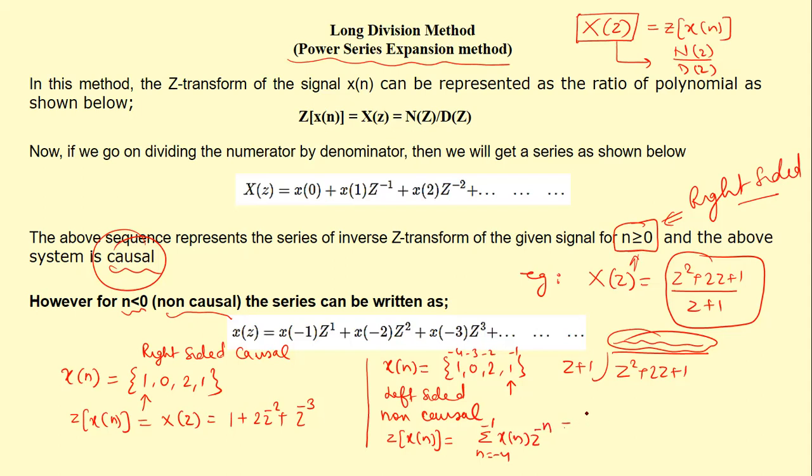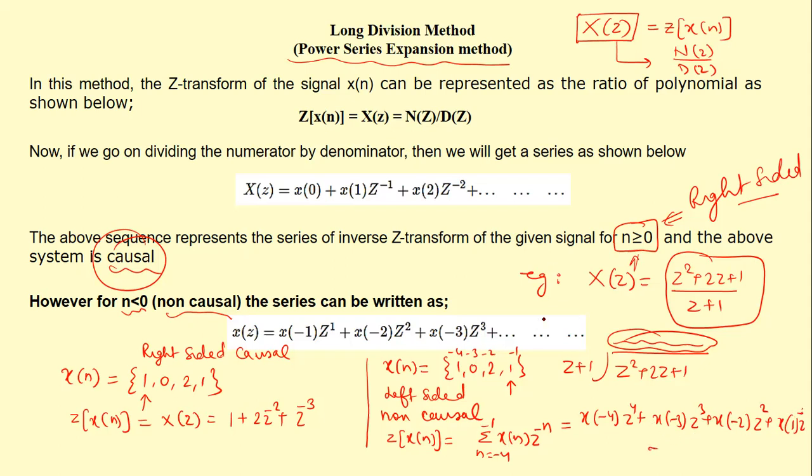If we put the values here, we get x(-4) z^4 plus x(-3) z^3 plus x(-2) z raised to the power 2 plus x(-1) z raised to the power 1, or something like that.